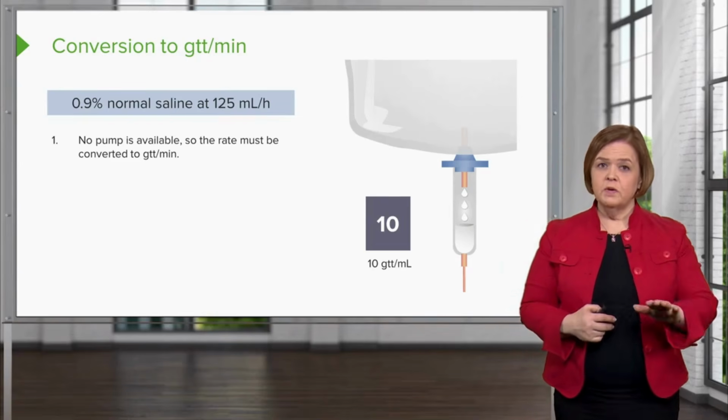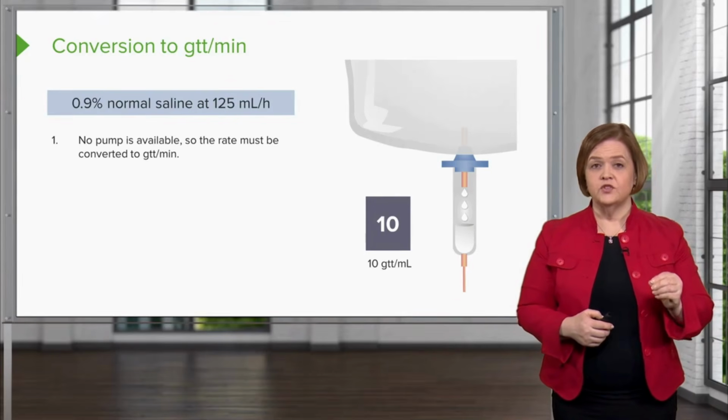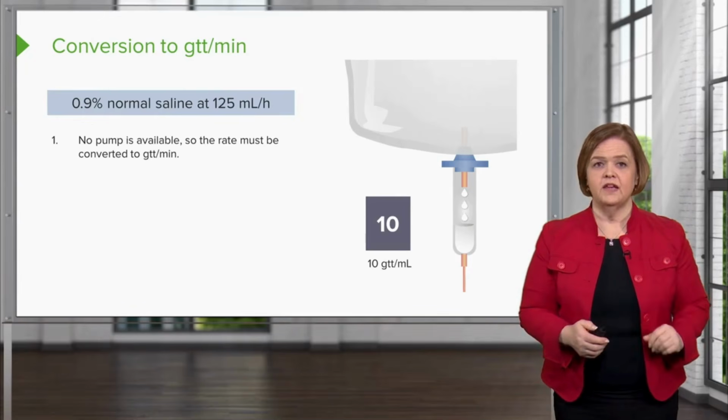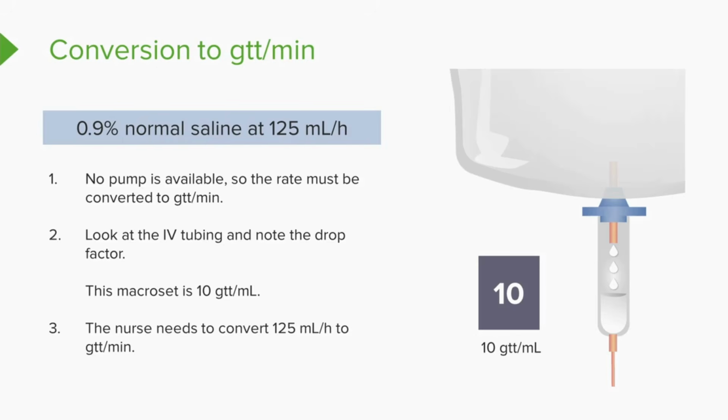So we're going to say that no pump is available, so the rate must be converted to drops per minute. GTT, meaning drops per minute. Okay, so look at the IV tubing and note the drop factor. Well, we know how to do that. You see the big 10 there, and it tells us 10 drops per milliliter. So we know that's our drop factor. This macro set is 10 drops per milliliter. So we need to convert 125 milliliters an hour to drops per minute. Okay, you with us? Let's keep going.